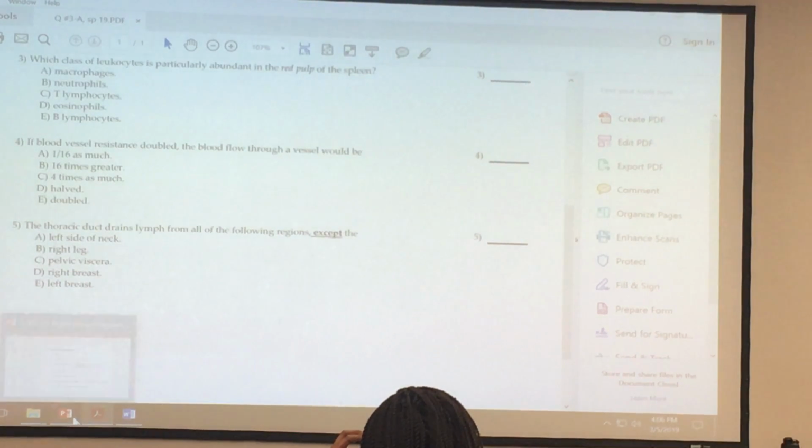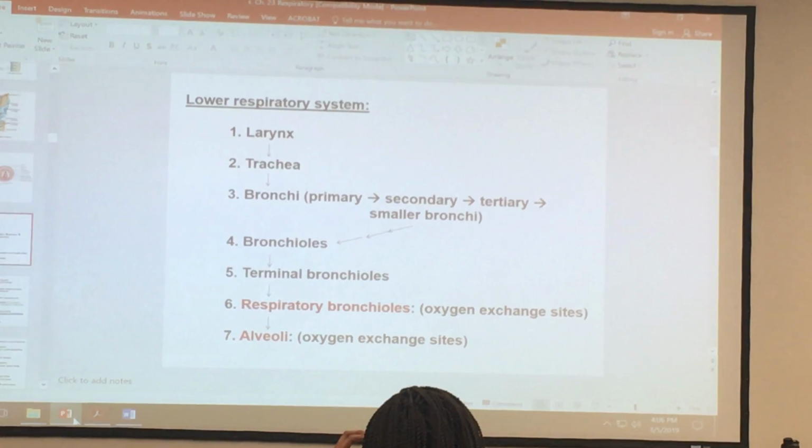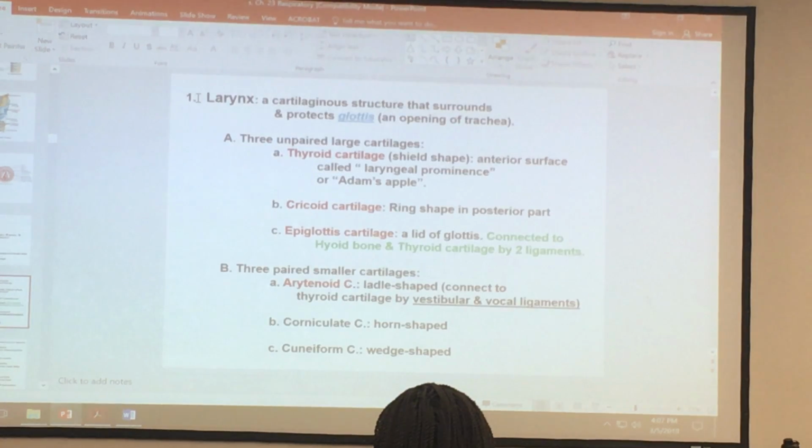Now we can go to chapter 23. Last time at the end of the lecture, I mentioned the lower respiratory system, including the larynx, trachea, bronchi, and the small ones, the bronchioles and terminal bronchioles, respiratory bronchioles, and alveoli. Okay, and now we follow this sequence. My slides may not be continuous.